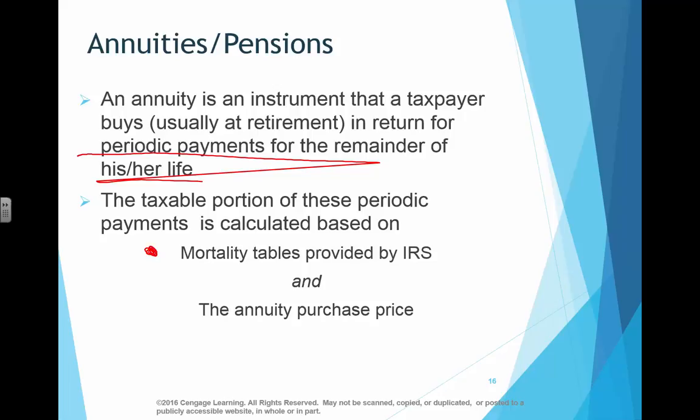How long am I projected to live? And the IRS tells me that. It's based on mortality tables. And how much did I pay in for the annuity? Because you don't pay tax until you start pulling it out. As you're pulling it out, some of it's going to be interest. Some of it's going to be a return of my own principal. Is that going to be taxable? No, heck no. I've already paid tax on that before I put it into my savings account, didn't I?